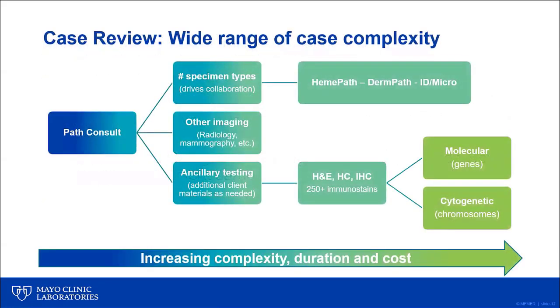As I mentioned previously, there's a wide range of case complexity in the pathology consultation practice. This range in complexity is a function of the number of specimen types that are submitted, imaging that may or may not be interpreted on our end, ancillary testing that's required, such as immunohistochemistry, molecular, cytogenetics, and of course, if we have to share this with our expert colleagues as well. This leads to increasing complexity, duration, and of course, cost.